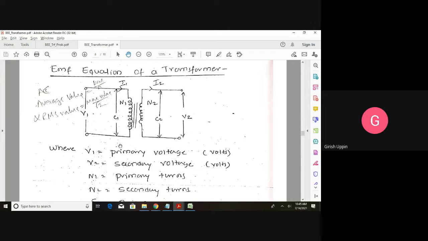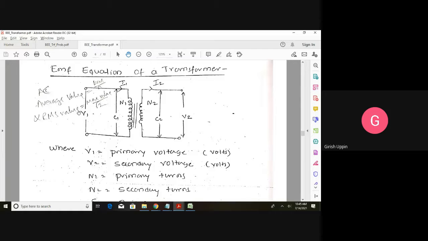This circuit diagram is a representation of the transformer. This winding on the left-hand side is the representative of the primary winding, and the two lines are representative of the magnetic core, and this winding is a representative of the secondary winding. For the primary winding we have two terminals, and for the secondary winding we have two terminals. The supply is connected to the primary winding.